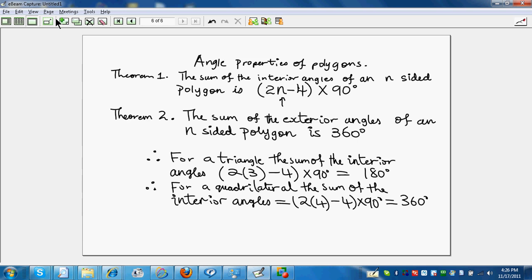Now we go to 8. 8 will be octagon, like octopus. Octagon. After 8, a 9-sided figure or polygon will be a nanogon. N-A-N-O-G-O-N, nanogon. And a 10-sided figure will be a decagon. D-E-C-A-G-O-N. Right? Decagon. Here, 10-sided is decagon.